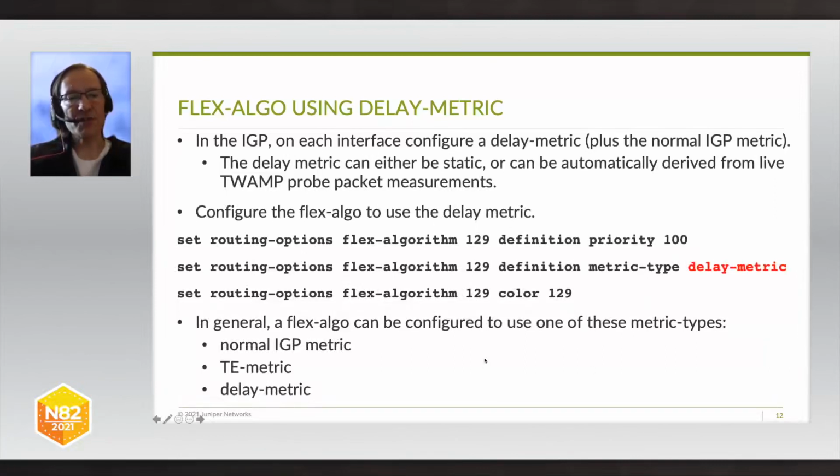In general, you can map a flex algo to use either a delay metric or a TE metric or a normal IGP metric according to your requirements. And that gives you enough degrees of freedom normally to be able to have different topologies with different styles of metric sharing the same physical topology.